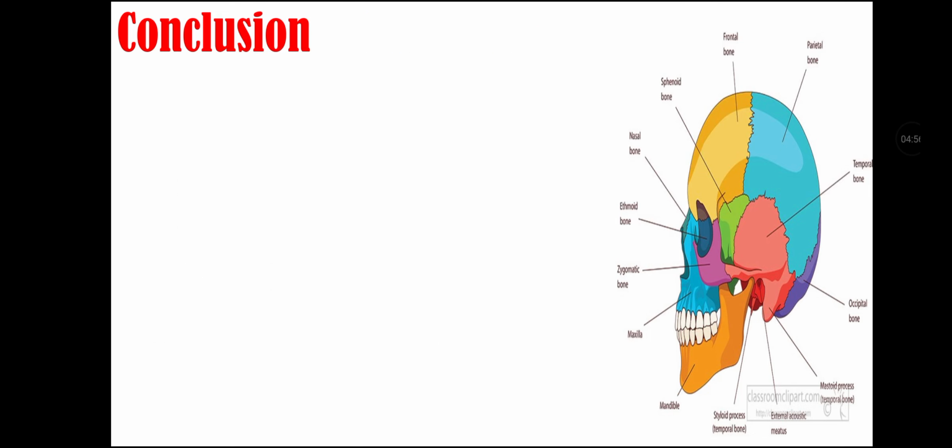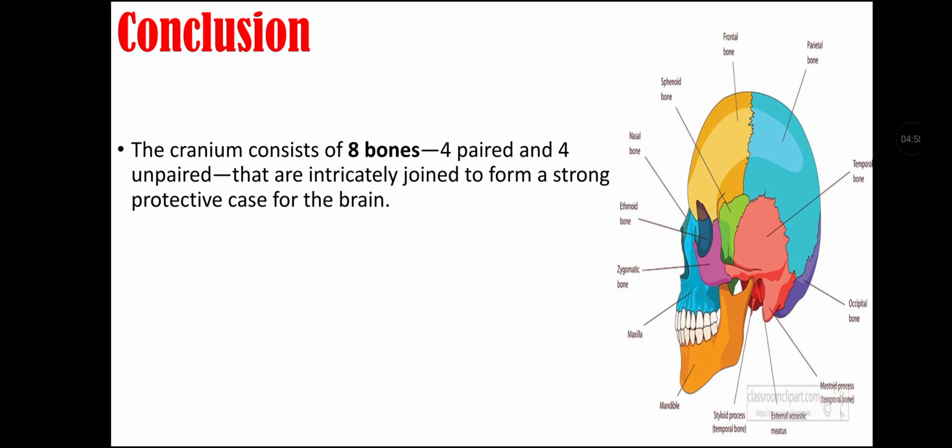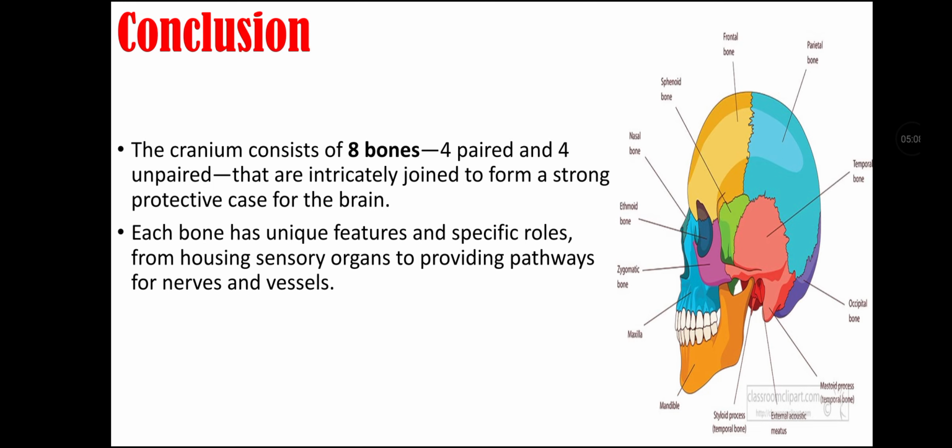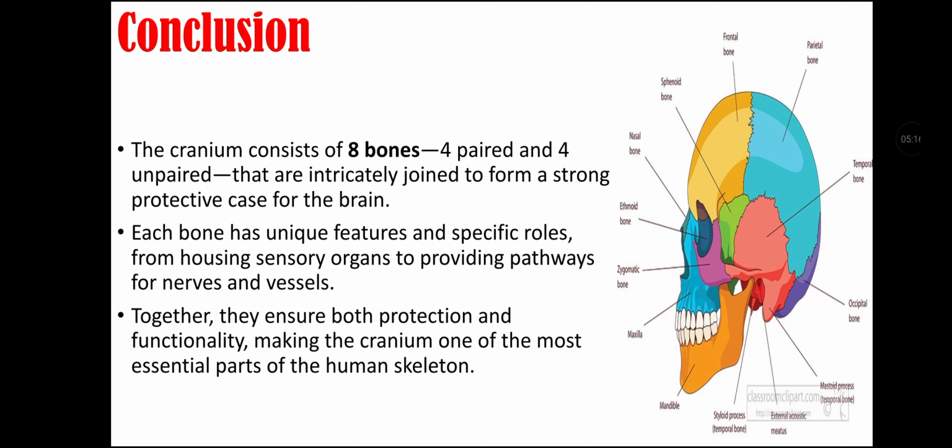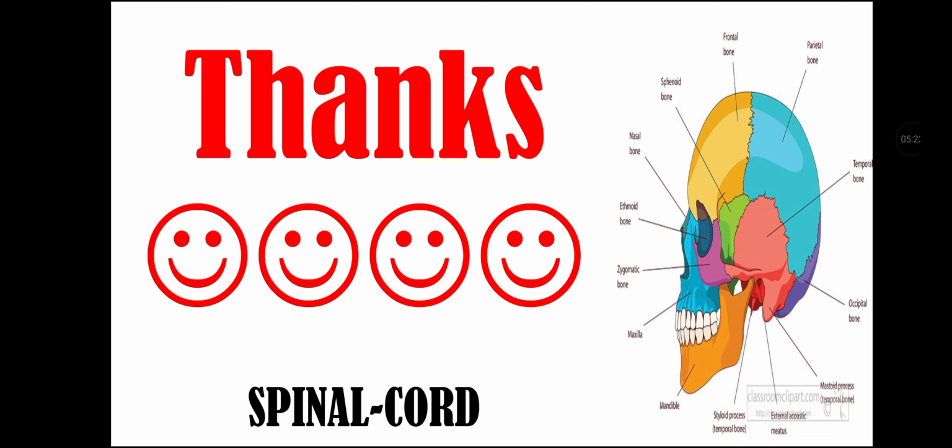Conclusion of this lecture video. The cranium consists of 8 bones, four of which are paired and four of which are unpaired, that are intricately joined to form a strong protective case for the brain. Each bone has a unique feature and specific roles, from housing sensory organs to providing pathways for nerves and vessels. Together, they ensure both protection and functionality, making the cranium one of the most essential parts of human skeleton. And this was all about cranial bones.